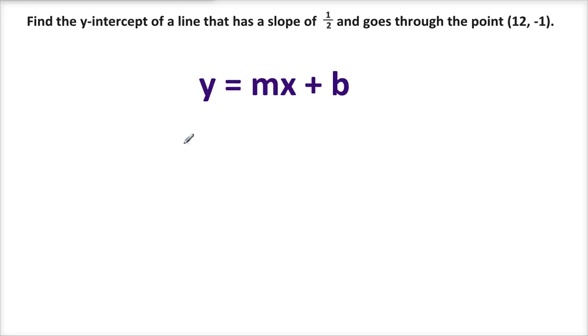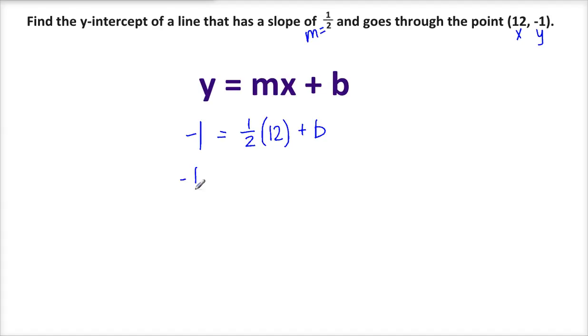One more example, just for kicks. Find the y-intercept of a line that has a slope of 1/2 and goes through the point (12, -1). Okay, 1/2 is the slope, so that's m. (12, -1) is an x and y coordinate of a point this line goes through. Okay, so plug in what we know. We know y is -1. We know m is 1/2. We know x is 12. And we don't know what b is.